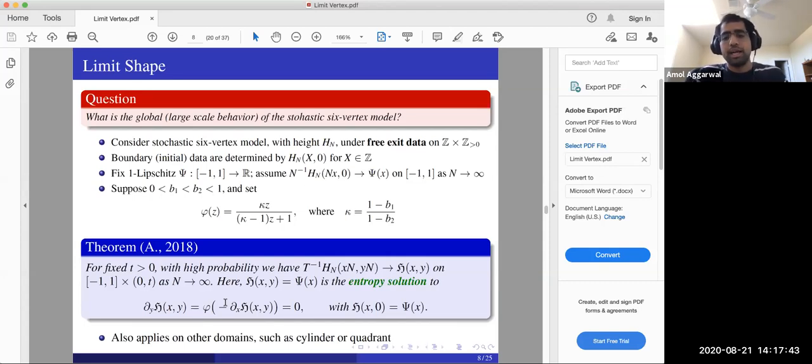Okay, so I mentioned this theorem. The domain is this discrete upper half plane. It also applies in other domains such as the cylinder or quadrant. I just decided to state it on this domain for convenience. Okay, so are there any questions about this limit shape theorem? Okay, no questions.